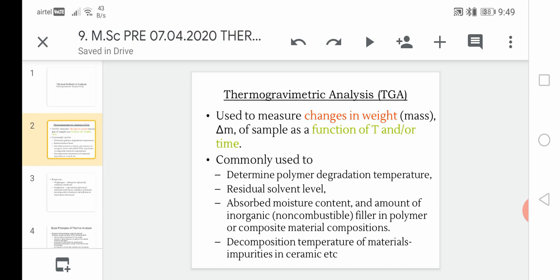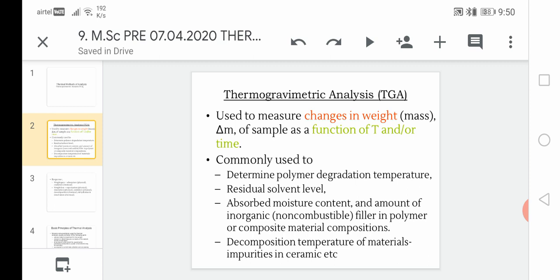As we know by this terminology, thermo means thermal or heat. Gravimetric means the weight change. So the change in weight due to this thermal or heat is measured. So we can say in thermogravimetric analysis, we will observe and record the change in weight of a substance which occurred due to the heat supplied.